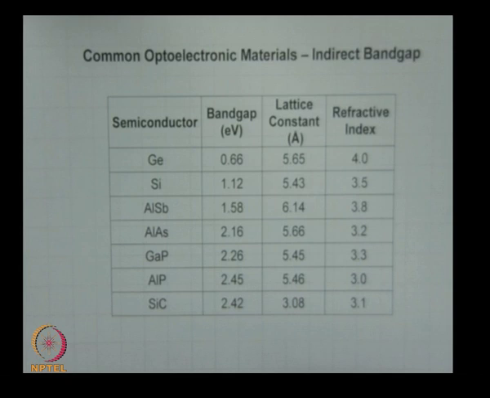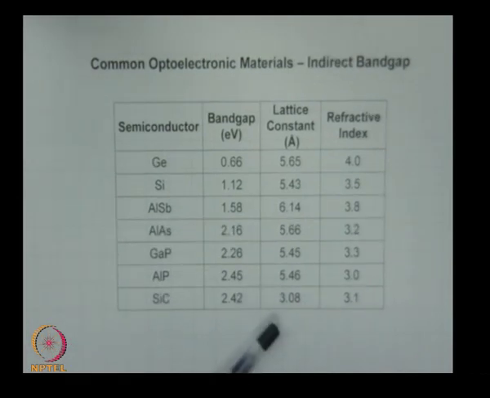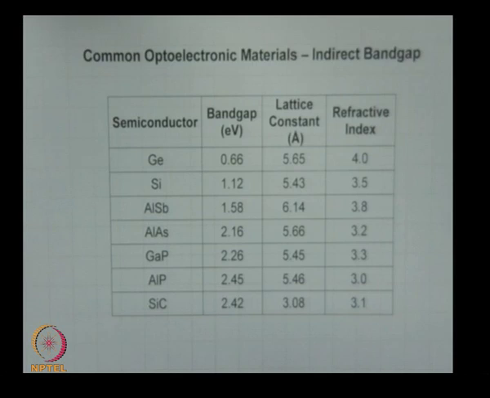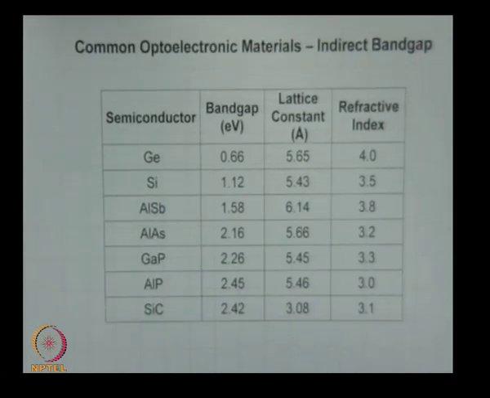Common indirect band gap optoelectronic materials here: germanium, silicon, aluminum antimonide, aluminum arsenide, gallium phosphide, aluminum phosphide, and silicon carbide. Silicon carbide is also today an important material used for UV detectors. You see its band gap is very large, 2.42 electron volts, and lattice constant is about 3 angstrom. All of them have high refractive indices. As you can see, unlike normal glass, most of them have refractive indices of 3 to 4. These are all indirect band gap materials.